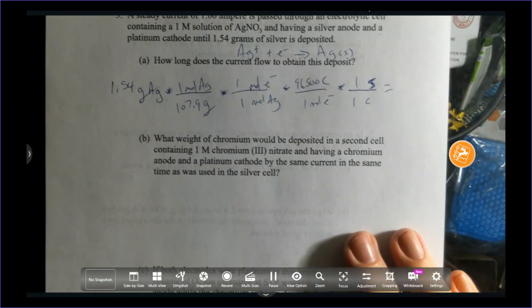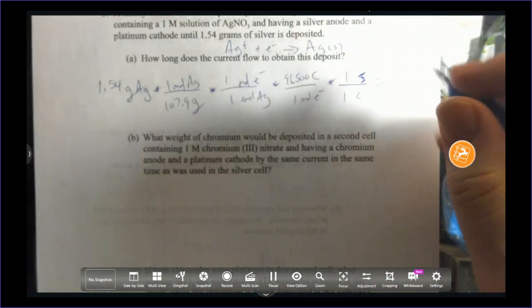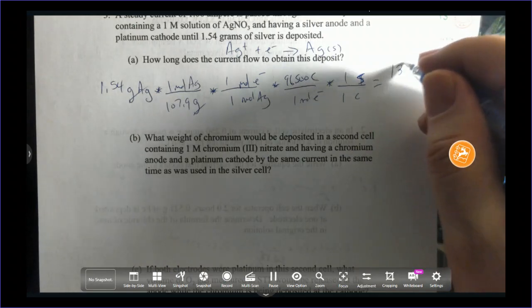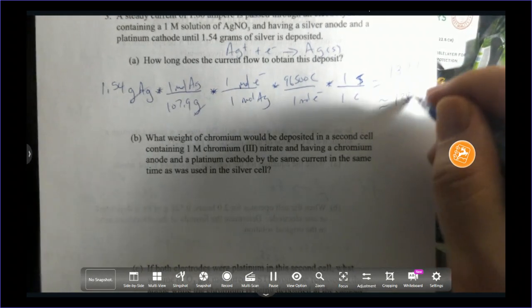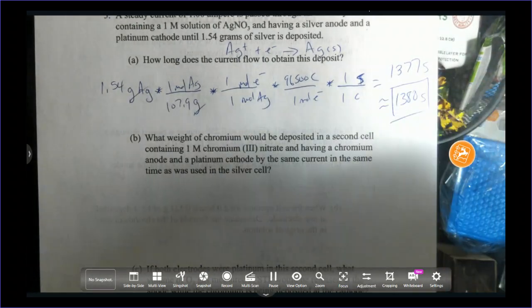And rounding it, I rounded it to 4 sig figs. I realized later I should have done 3. So I got 1377 seconds, but some of you may have gotten and rounded it a little better, 1380 seconds.